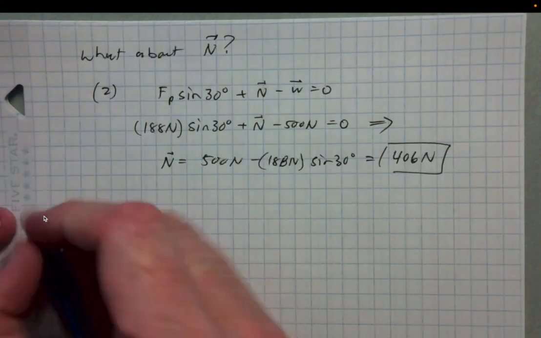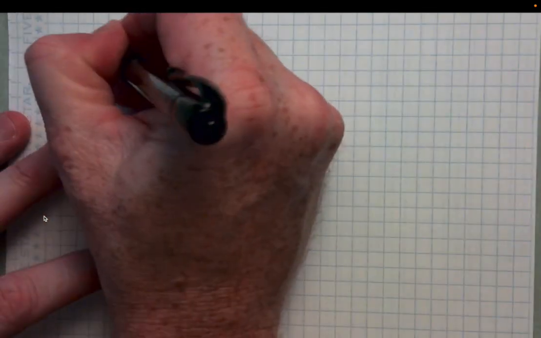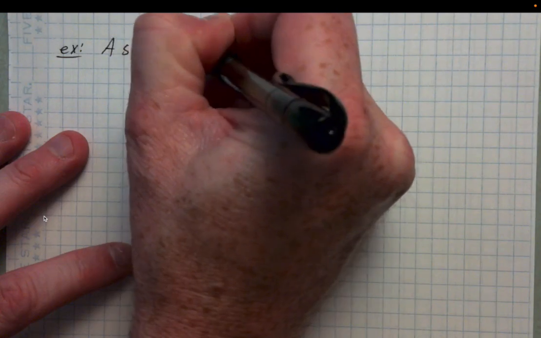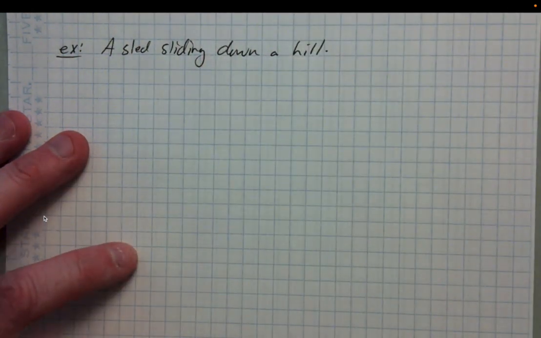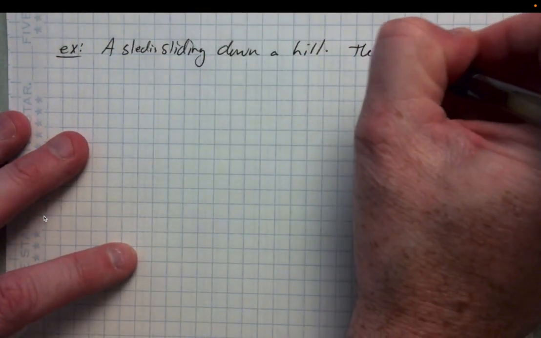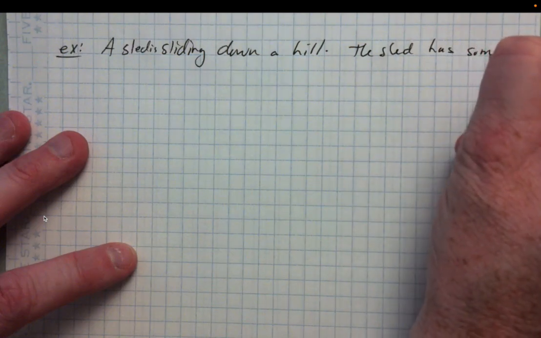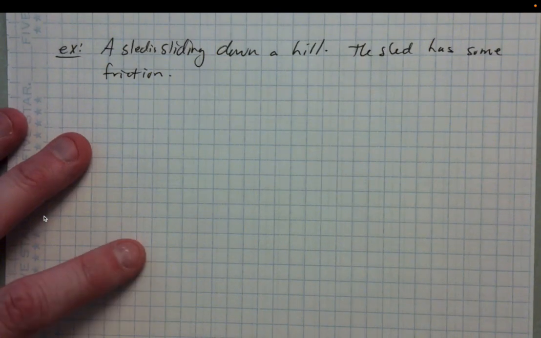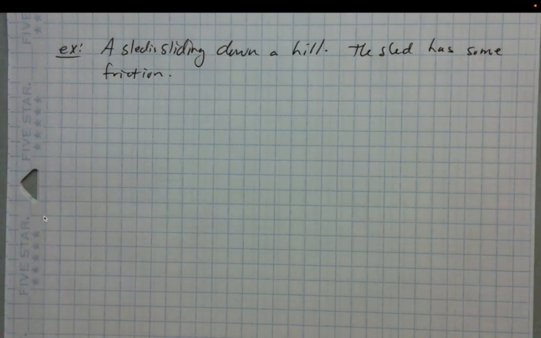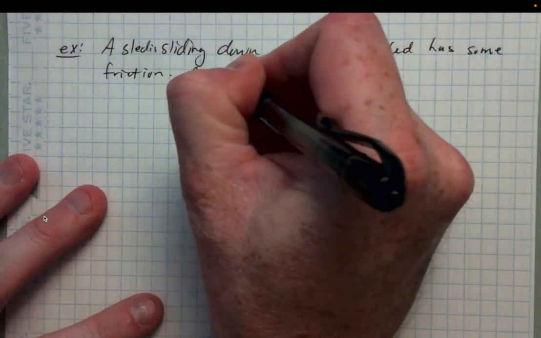Okay, another example. A couple lectures back, we had this sled example, a sled sliding down a hill. This time we're going to play with that idea again. A sled is sliding down a hill. The sled has some friction. I think in our previous example, we didn't have any friction. This is the friction section, so let's talk about some friction. Assume the sled is moving at constant velocity, so we have an equilibrium.